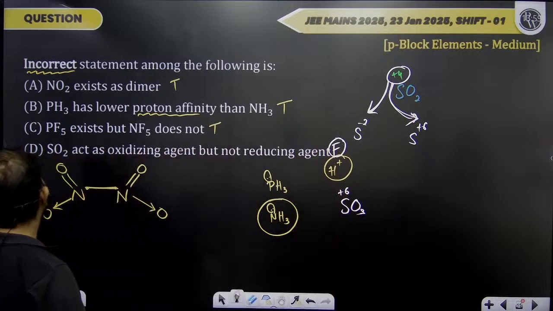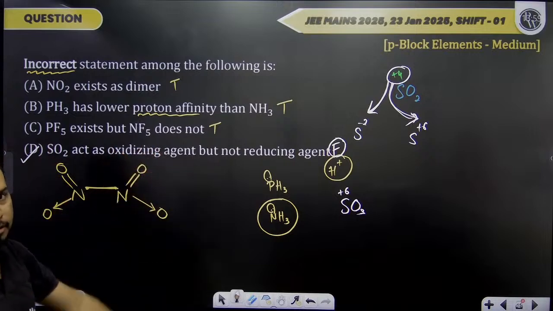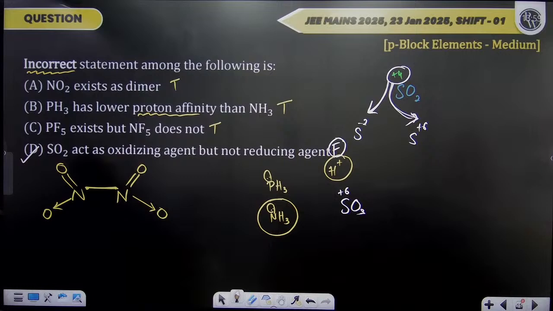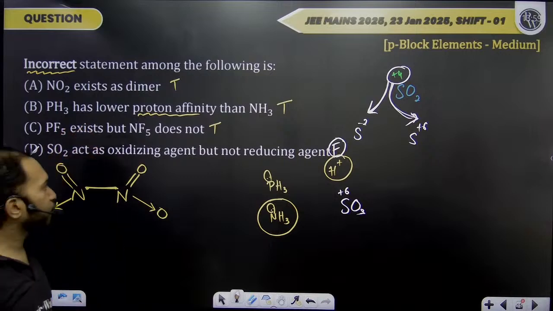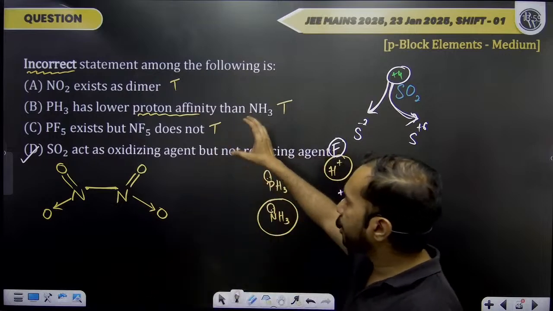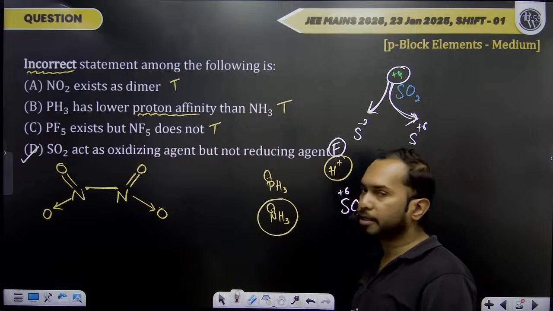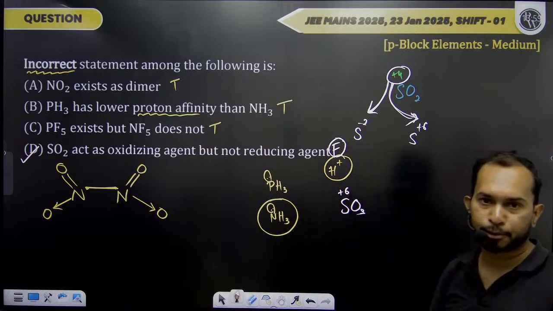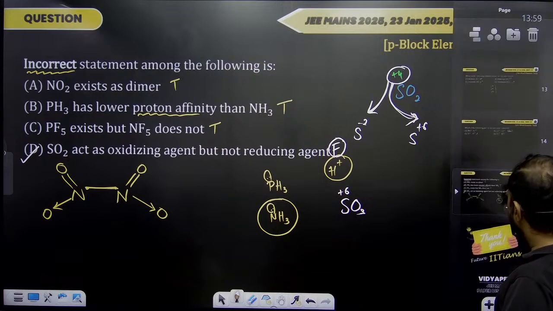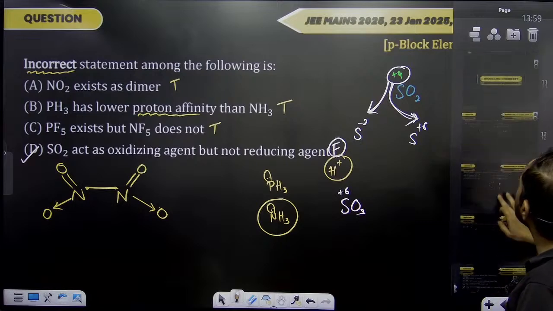So the correct answer will be D, because the incorrect statement is D. Once again, in this question four statements were given, and we need to check each statement for true or false. It's easy, but I will still mark it as a medium level question. Okay, chalo, moving on. Now let's see some organic chemistry questions.